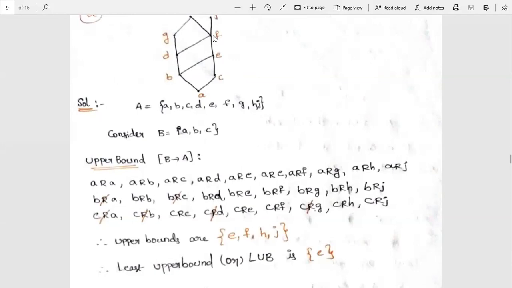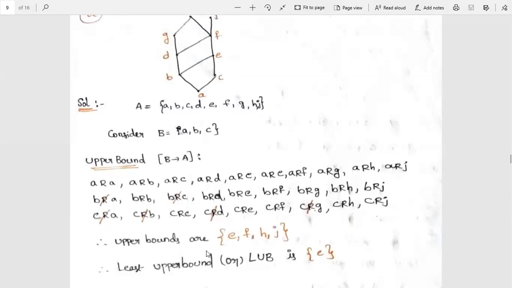So E, F, H, J. So what is the least upper bound? E. So the least upper bound is E. Okay. E is the nearest when compared with the other elements of the upper bounds. So E is the least upper bound of this set.